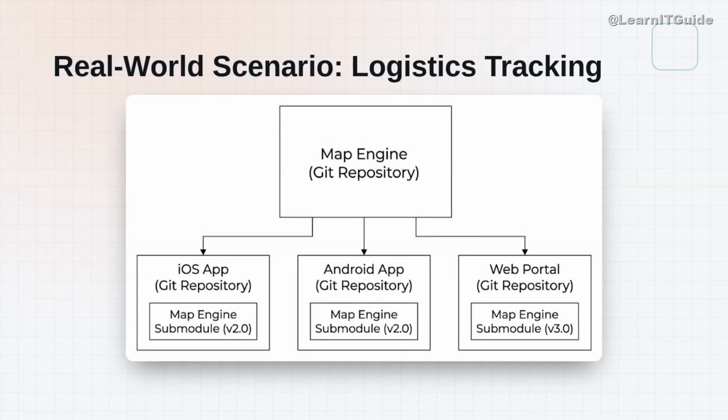Let's talk about a real-world scenario. Think of a logistics company tracking thousands of trucks. They had a shared map engine used by their driver app and their dispatch portal. Without submodules, a change in the map engine would sometimes break the mobile app while the web portal was fine. By using submodules, they locked the mobile apps to version 2.0 of the map engine while the web portal moved to 2.0. This allowed them to test the new features in the web portal for a week before pushing the mobile update. They saw a 40% drop in production crashes, which is massive.